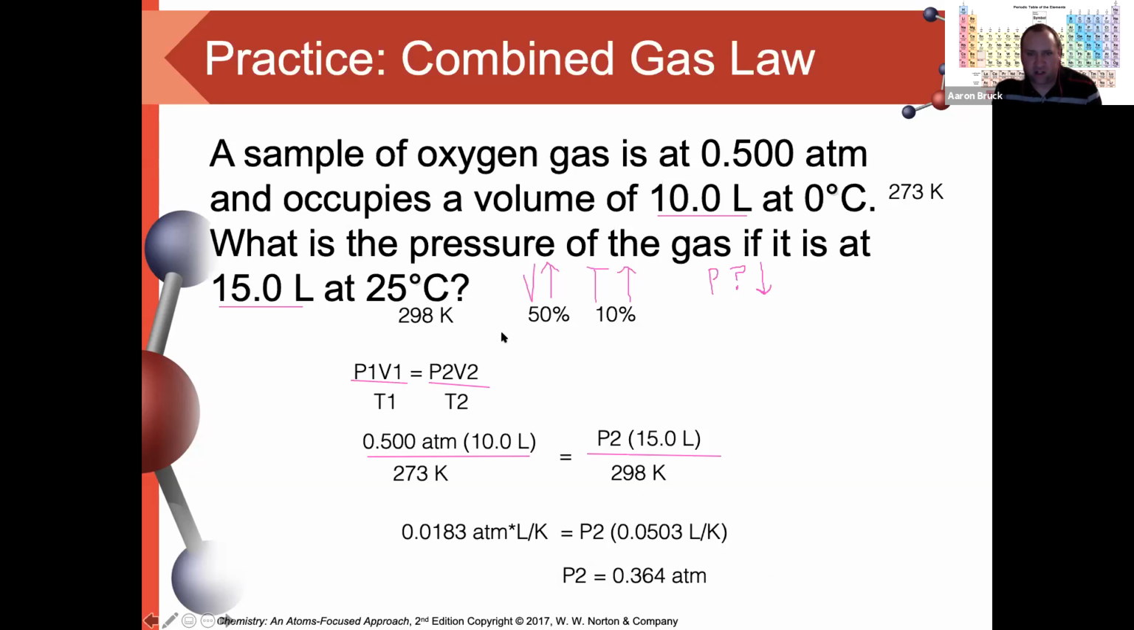So our prediction, based upon the other parameters, was that the pressure was going to go down because the volume increase was significantly bigger than the temperature increase. And that has come true. We saw 1/2 of an atmosphere turn into 0.364 atmospheres as a result of these other changes in parameter.